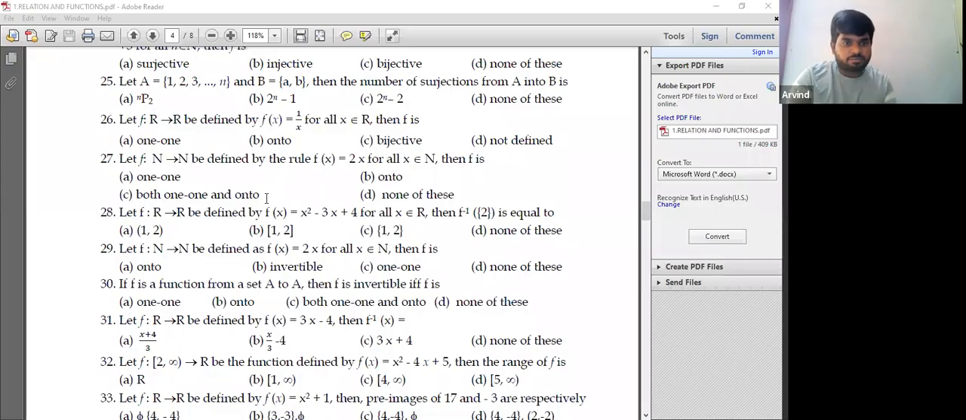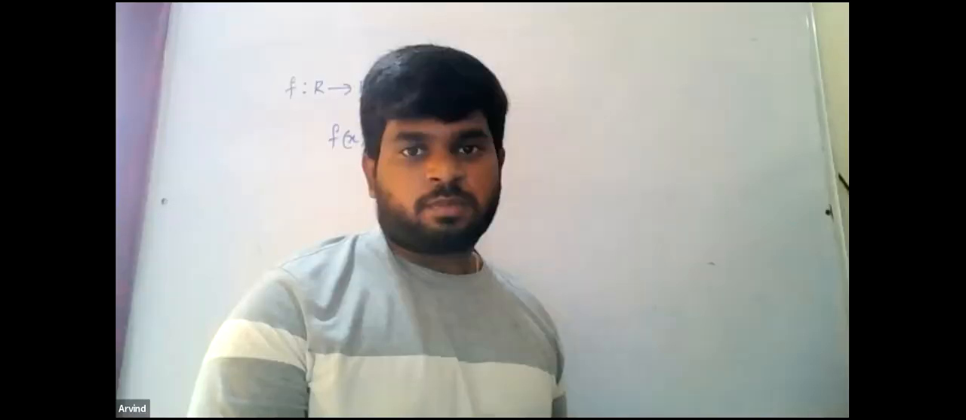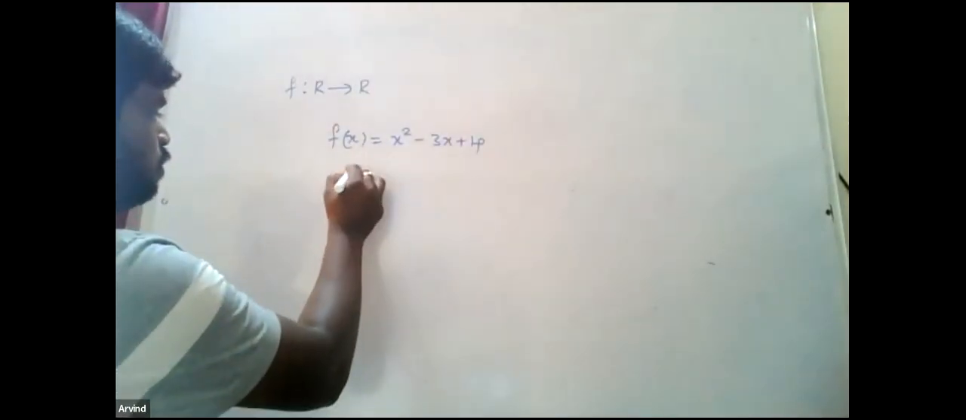So what is the question here? F is a function from R to R, which is defined by F of x equals x square minus 3x plus 4. Then you have to find F inverse of 2 is equal to what?